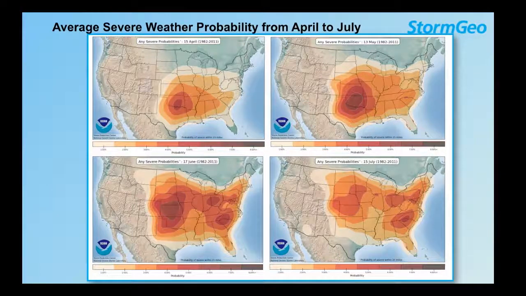And when is the average time for severe weather probability through July? Well, typically in April, it's centered right across the southern plains into the deep south. But notice during May, that starts to spread northward up towards the plains and towards the Great Lakes. And particularly by June, it's centered across the Central Plains, Ohio Valley, and Great Lakes. And by July, it's across the Northern Plains, Ohio Valley, Great Lakes, then even over towards southern New England.